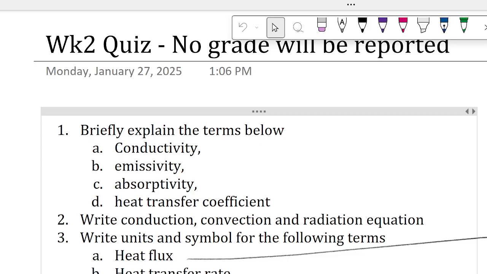So conductivity. Any questions with that? The unit is watt per meter Kelvin. Remember from last class? It's a property in the appendix. It is part of the conduction equation. It is expressed by k. So all those things, whatever I said.